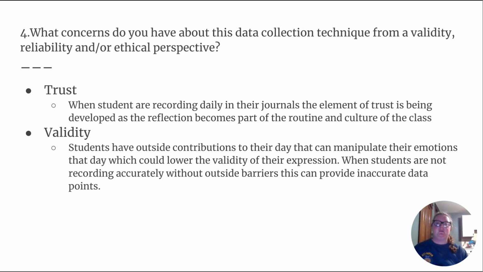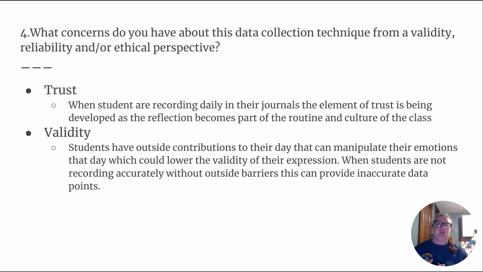Validity is another concern of mine. So having students' outside contributions coming into the classroom. We know that every student's home life is not perfect. For me, with block scheduling, they could have just gotten really frustrated in math class before coming into my course, and now they're bringing that anger and frustration into my classroom, and that's going to affect their feelings and their behavior and how they perceive my course now if I ask them to read something and they were just struggling with reading in their last block.